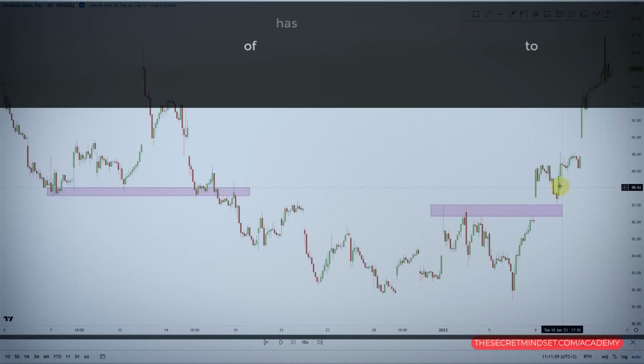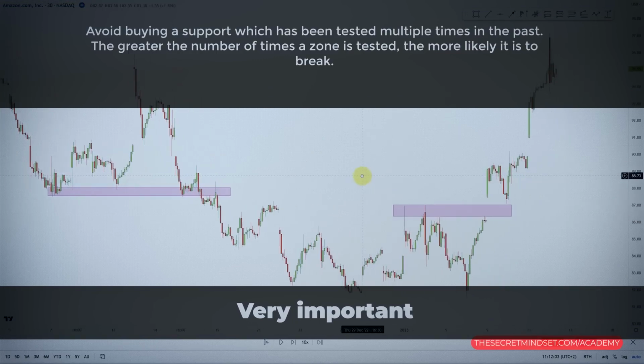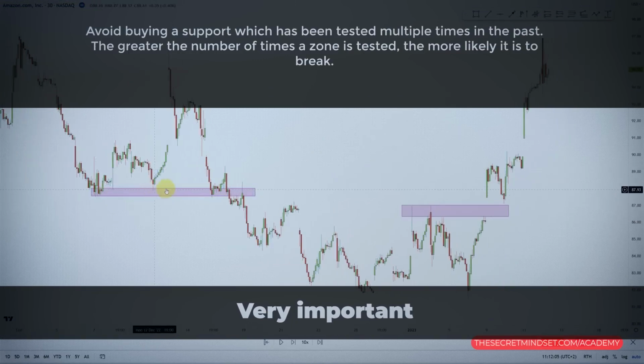Personally, I avoid buying at a support which has been tested multiple times in the past. The greater the number of times a zone is tested, the more likely it is to break. Once all buyers have gone, price can move through that level to the next area.